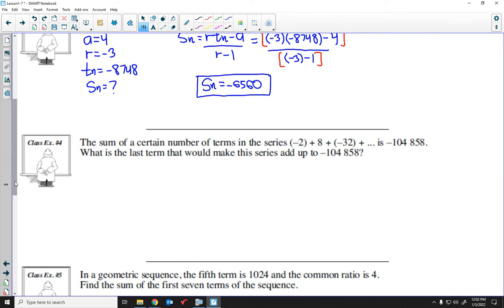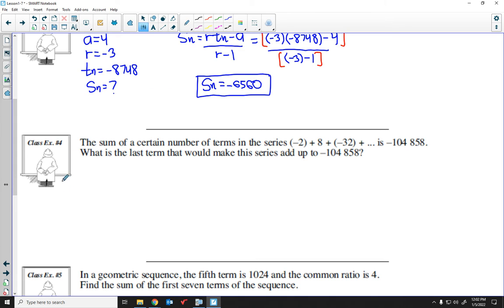Fourth example, the sum of a certain number of terms in the series. So again, we don't know how many terms there are. So we have negative 2 plus 8 plus negative 32 is negative 104,858. What is the last term in the series?